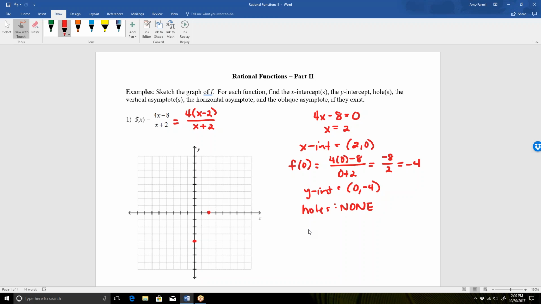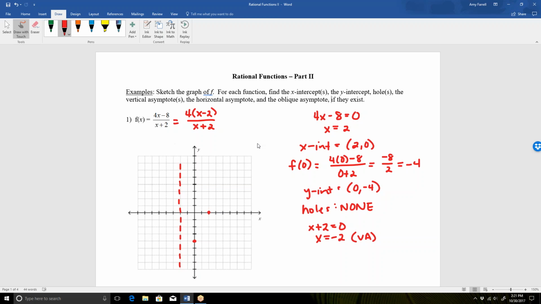To find our vertical asymptotes, there's actually just going to be one. We find the zeros of the denominator, and I get x equals negative 2. That's our vertical asymptote. X equals negative 2 is this vertical line here. All along this line, the x coordinate is negative 2. So that's the line x equals negative 2.